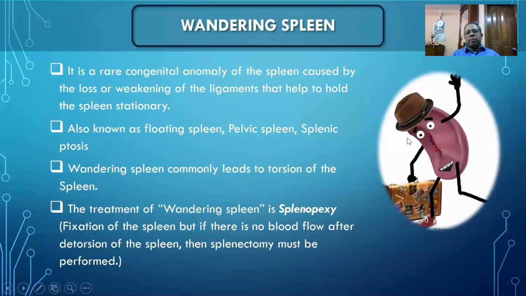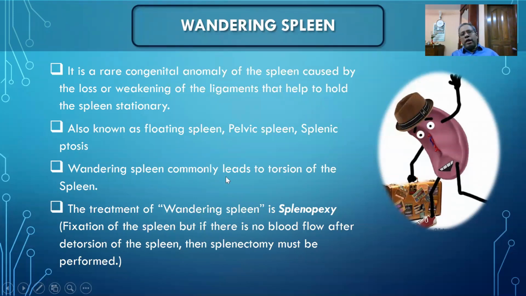But if the spleen has migrated and gone down into the pelvic cavity, then always think it is a wandering spleen. It is also known as floating spleen, pelvic spleen, or splenic ptosis. Splenic ptosis means it is not in the normal position; it has gone down. For that reason the term is splenic ptosis.